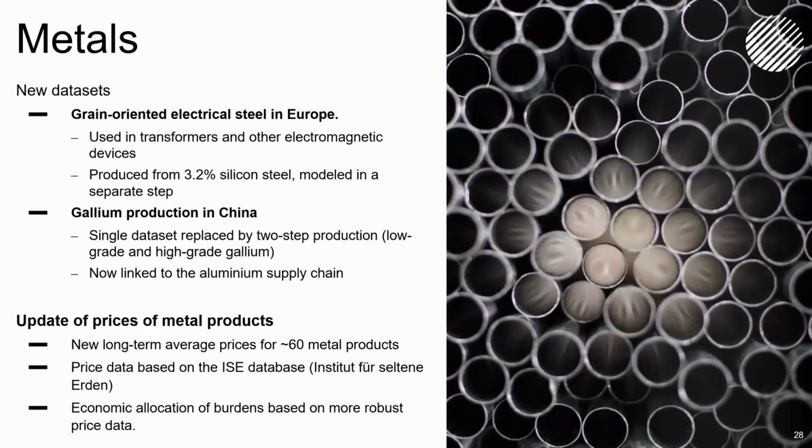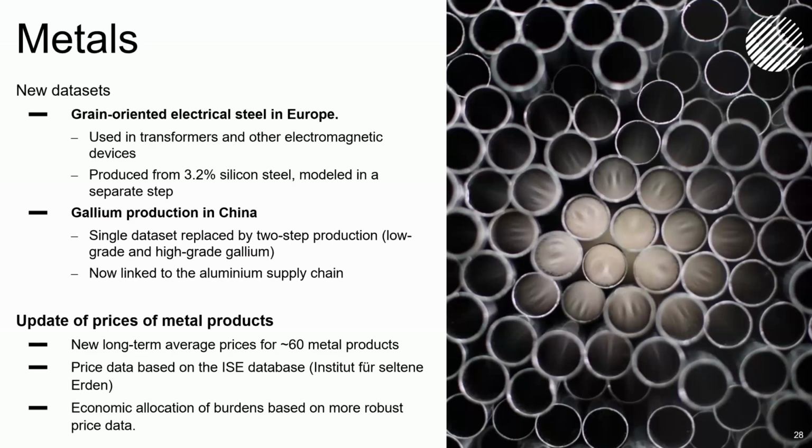We also have some updates for the metal sector. We have added data for a new type of steel that was not covered previously, which is grain-oriented electrical steel. It is a special type of steel that is used in electromagnetic devices such as transformers. It requires steel with 3.2 silicon content as feedstock, and a separate data set has been introduced to model the production of this silicon steel.